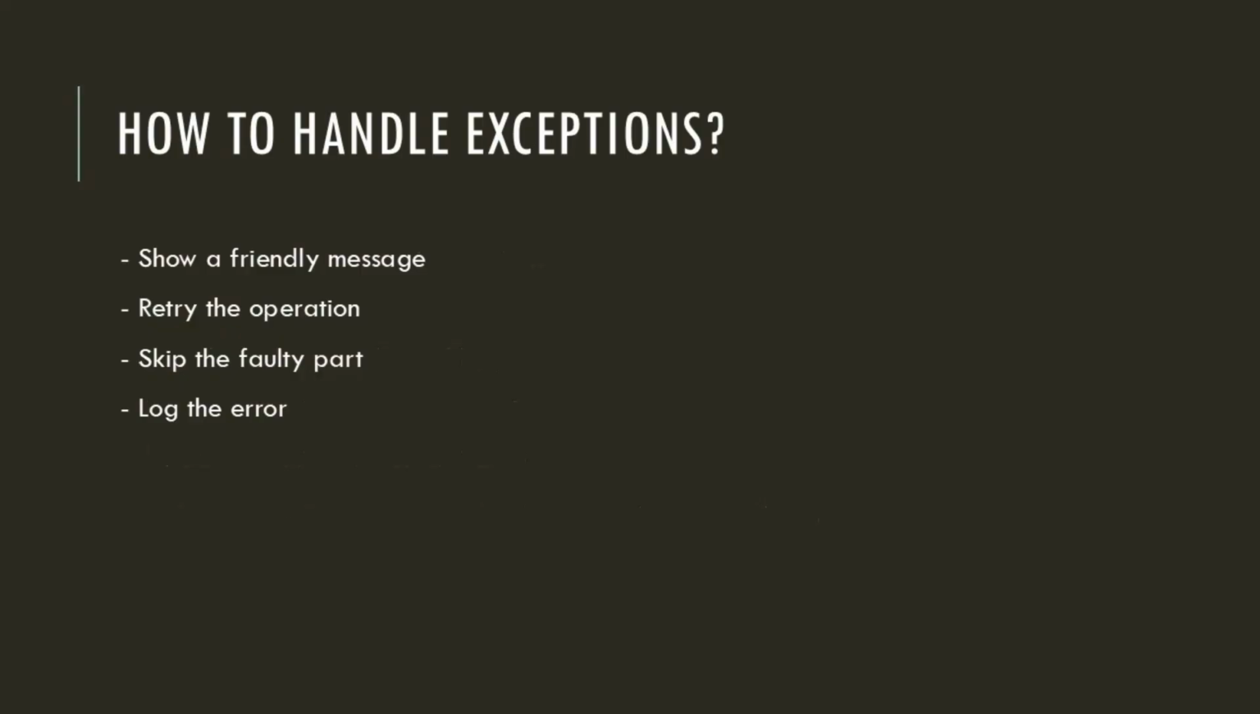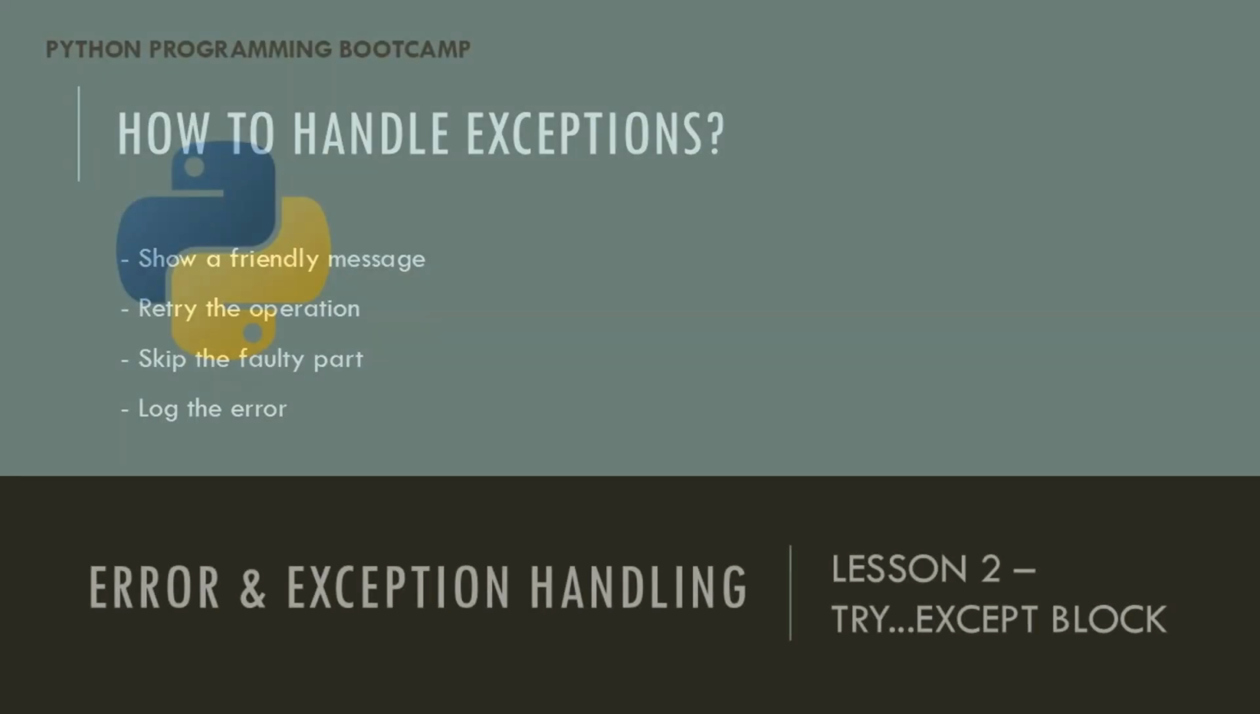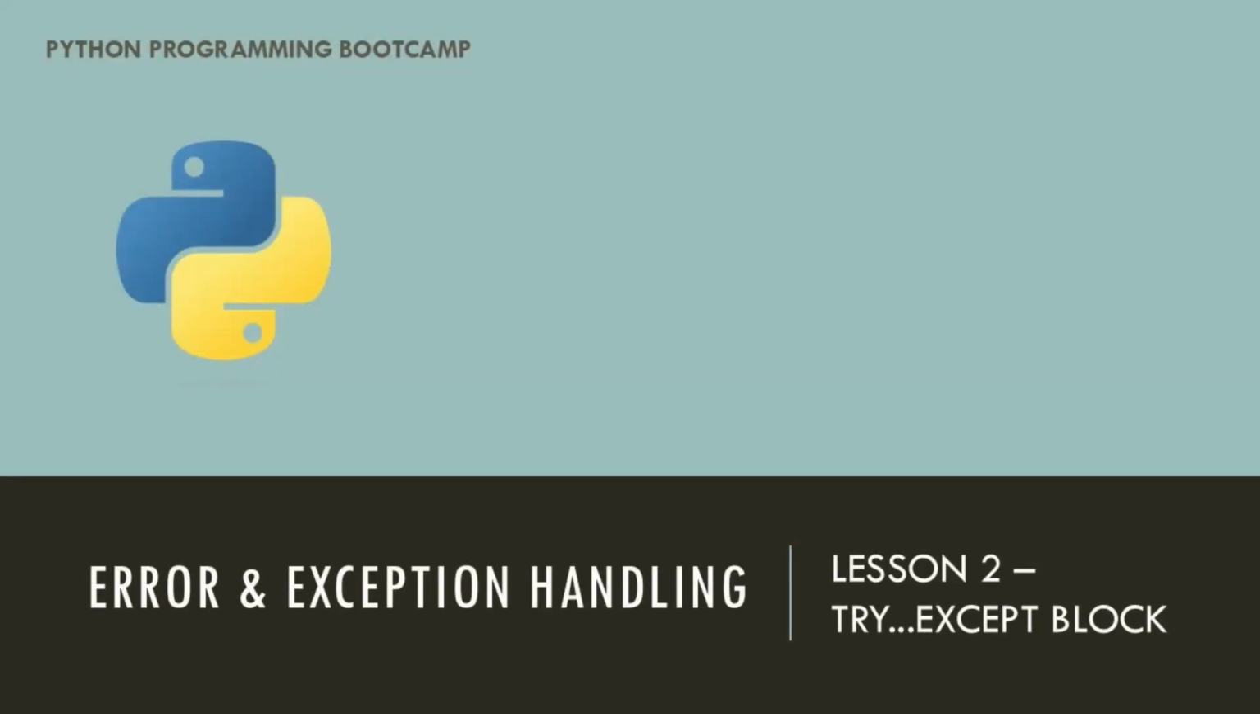Python allows us to handle exceptions gracefully, so that instead of crashing, our program can show a friendly message, retry the operation, skip the faulty part, or log the error. Exception handling makes your programs reliable and professional. The most basic form of exception handling uses try and except.